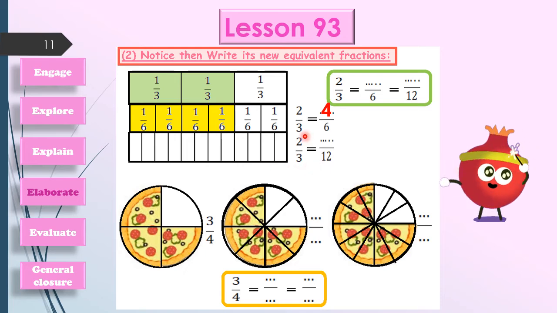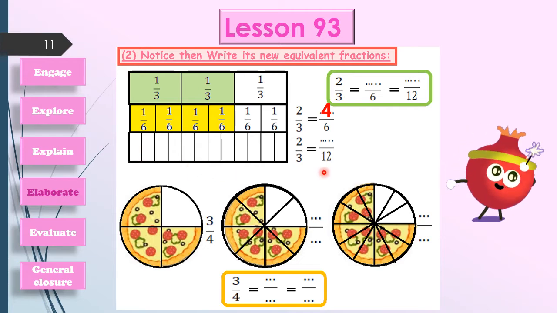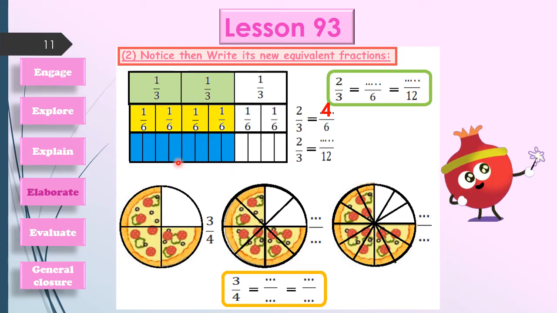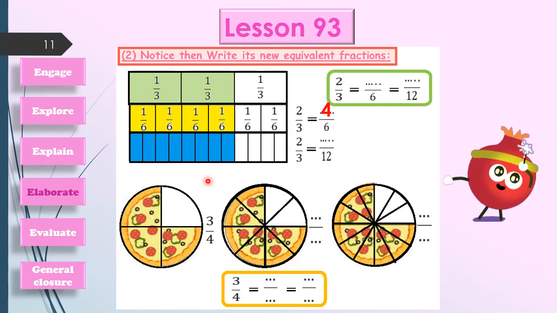Then I will go, 2/3 equals how many 12ths? This part is divided into 12 equal parts. Then it will be colored until I reach these 2/3, like this: 1, 2, 3, 4, 5, 6, 7, 8 parts out of 12.